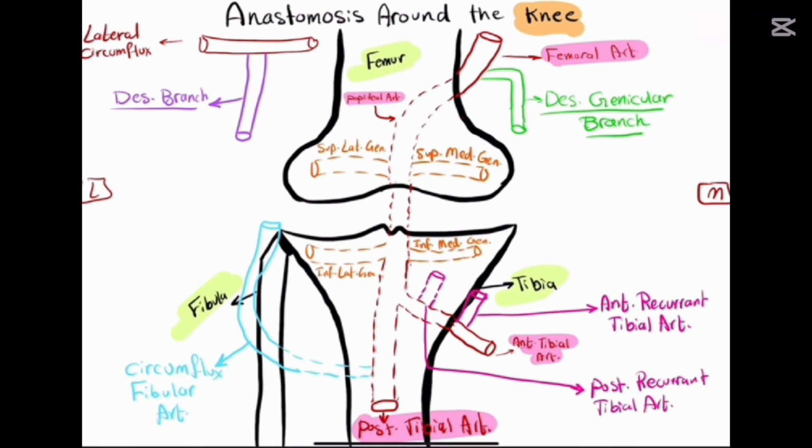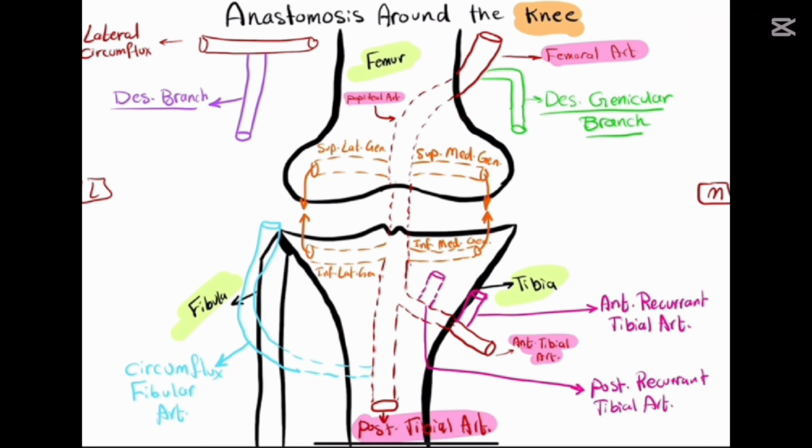Now, who will anastomose with who? Let's start with the genicular branches. The superior medial and inferior medial genicular branches will anastomose with each other, and the superior lateral and inferior lateral genicular branches will anastomose with each other.